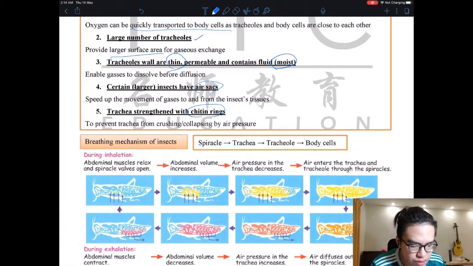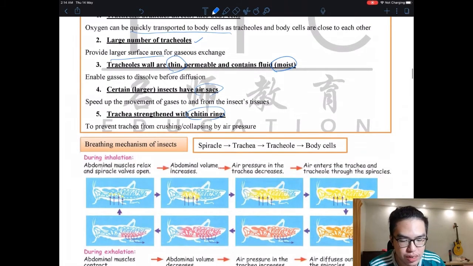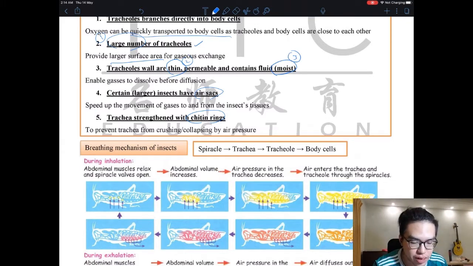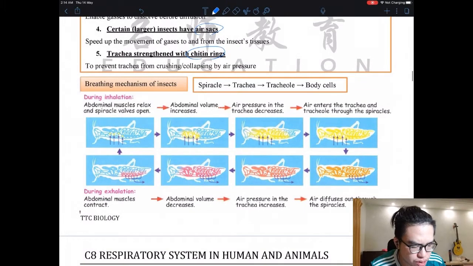So I think you have at least 3 adaptations here that you can write: large number, thin and moist, and so on. Now the breathing mechanism, nothing much here. Spiracle, trachea, tracheole, body cell. Very simple compared to ours.